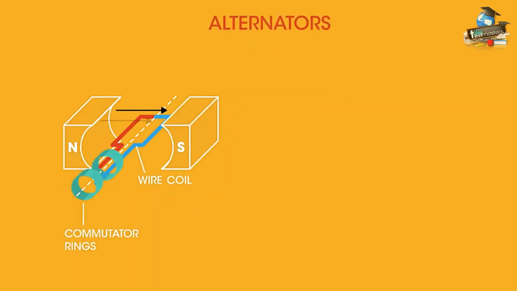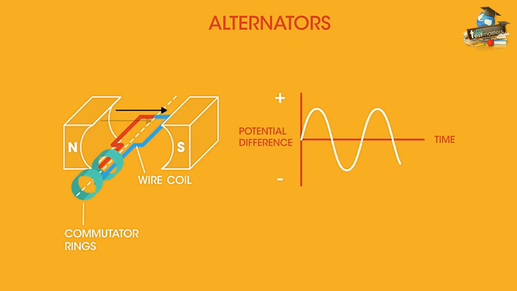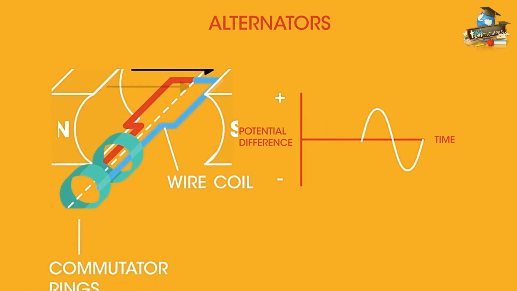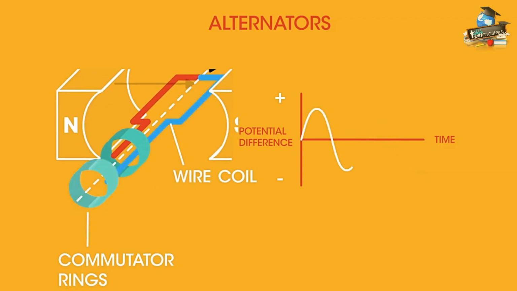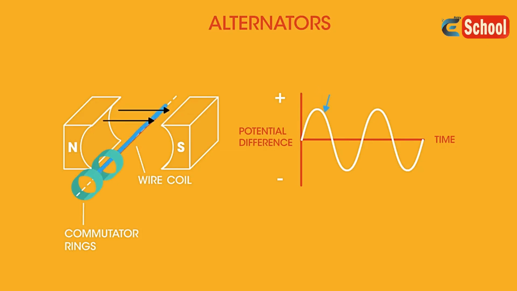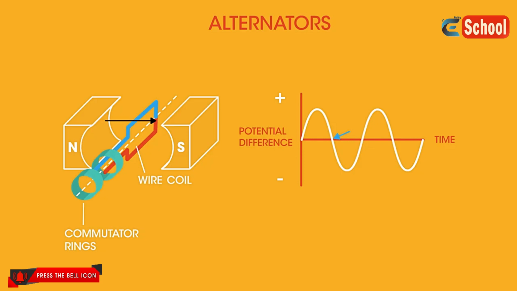When the wire coil passes through the magnetic field, a potential difference is induced. It's important to see this part of the wire coil always connects to the first commutator, and this part of the wire coil always connects to the second commutator. When the wire coil cuts the magnetic field horizontally, the potential difference is a maximum. As the coil carries on moving around, the potential difference decreases until the coil is completely out and not cutting the magnetic field at all, and so the potential difference drops to zero.